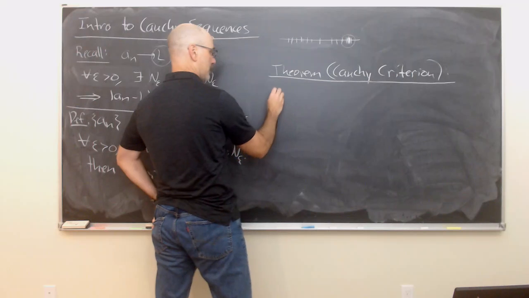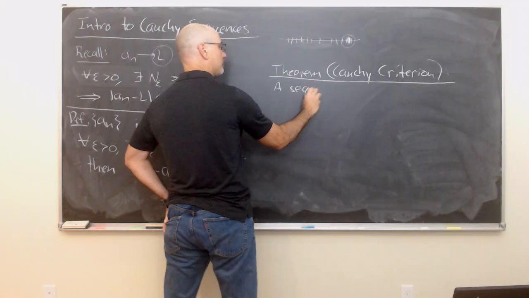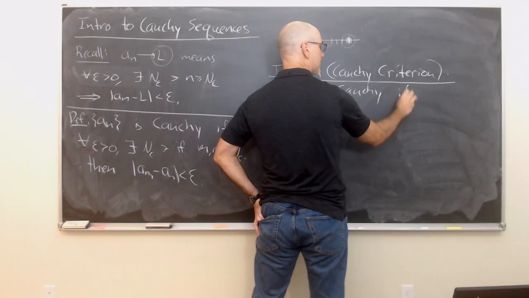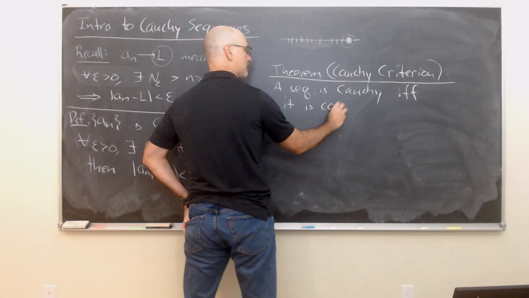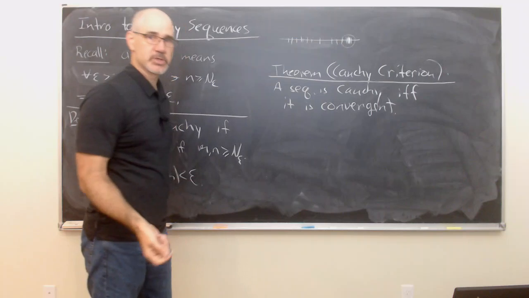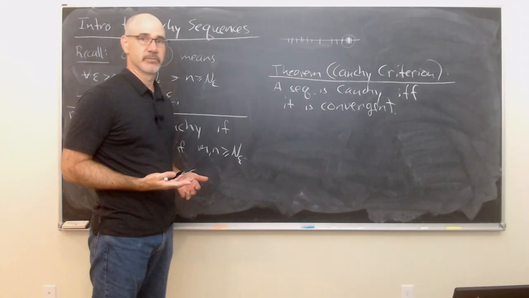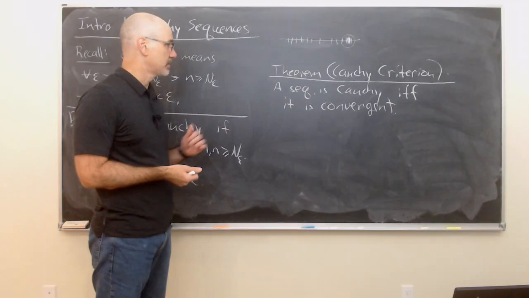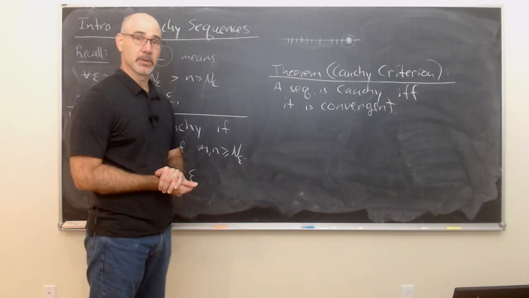And that is, a sequence is Cauchy if and only if it is convergent. So if you know a sequence converges, it's automatically a Cauchy sequence, and if you know a sequence is Cauchy, then it automatically converges. And our work is going to be to prove this theorem so that we can then use this Cauchy property as a way of telling when something converges when we don't know what it converges to.